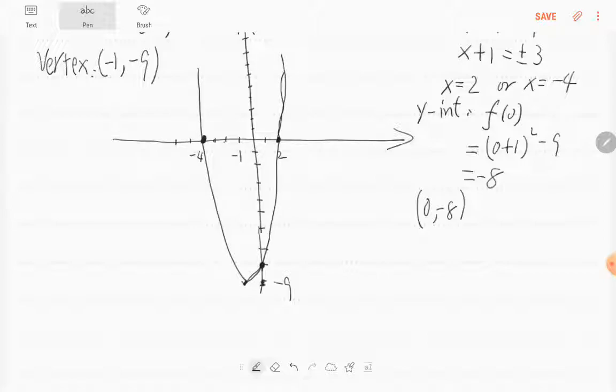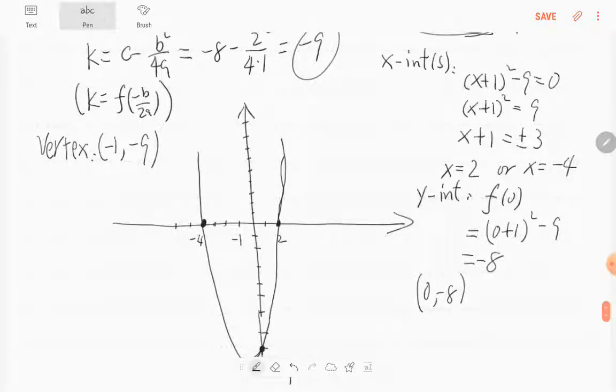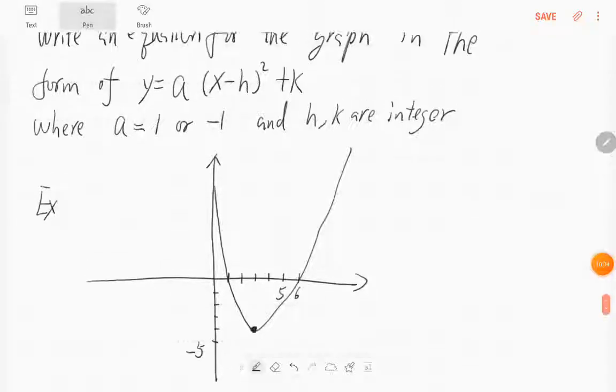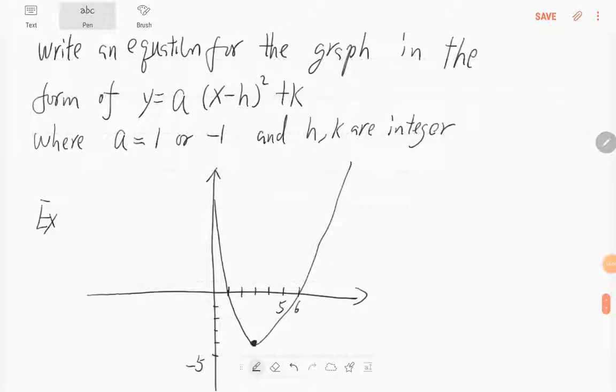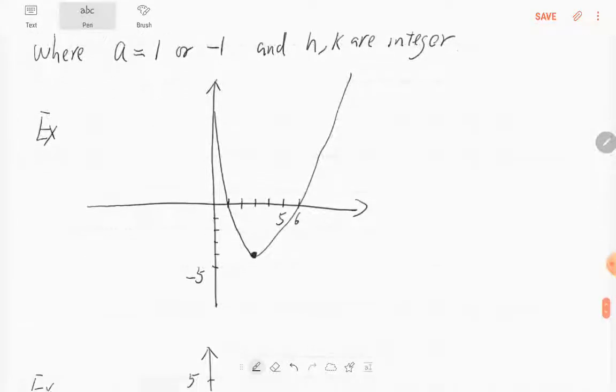More smooth. Okay, so this is the sketch of the graph. The next problem is, if you know the graph, can you identify the equation in vertex form? Now we want to write an equation for the graph in the form of the vertex form, a times x minus h squared plus k, where a is equal to 1 or negative 1, and h and k are integers. So now let's look at this graph, this problem.